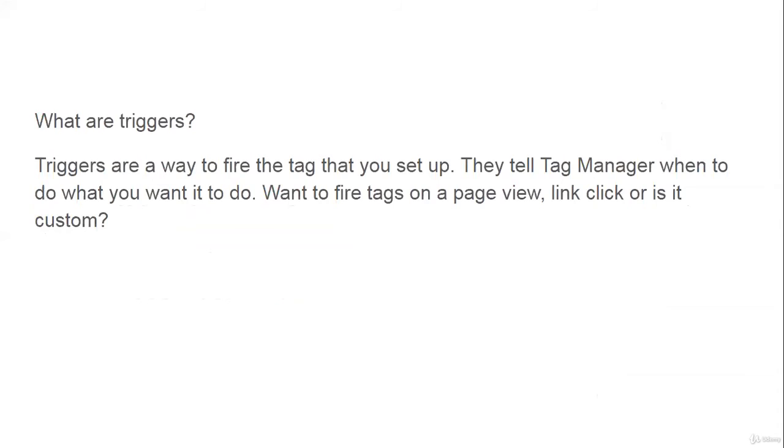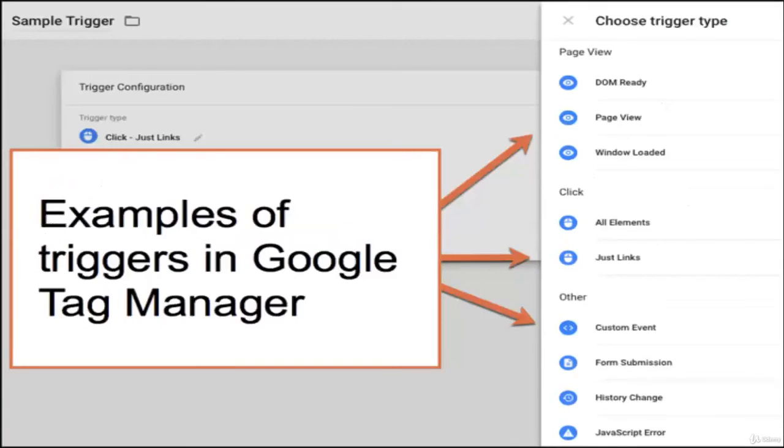Now, what are triggers? Triggers are the way to fire the tag that you set up. So they tell Google Tag Manager when to do what you want it to do. Triggers tell Google Tag Manager when to fire a particular tag, whether it's on page view, or on a particular link click, or is it custom. So examples of triggers could be if somebody has clicked on a particular element or visited a particular page, and then a tag would fire.